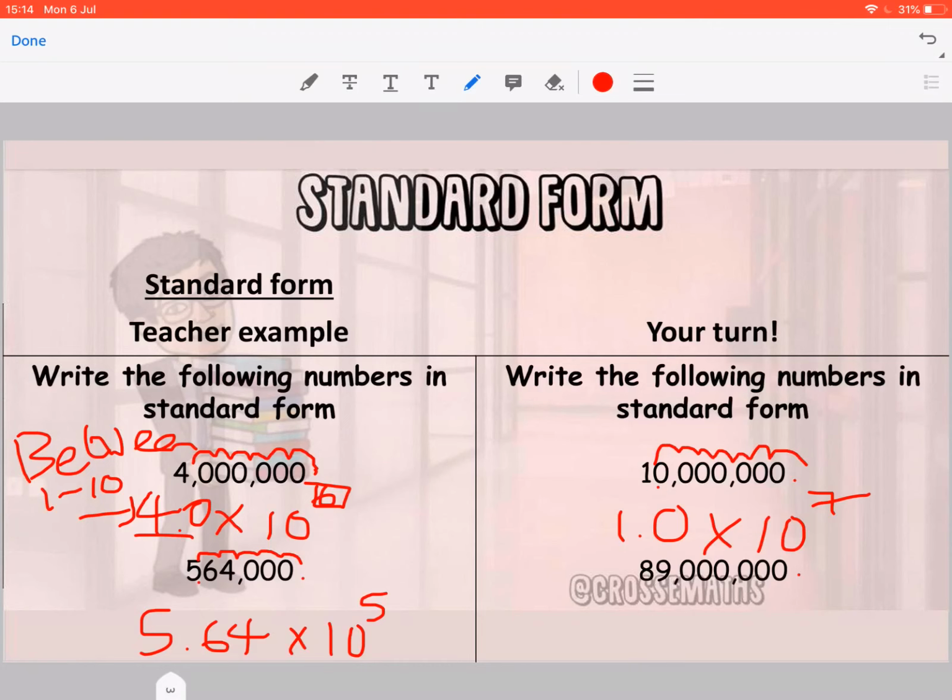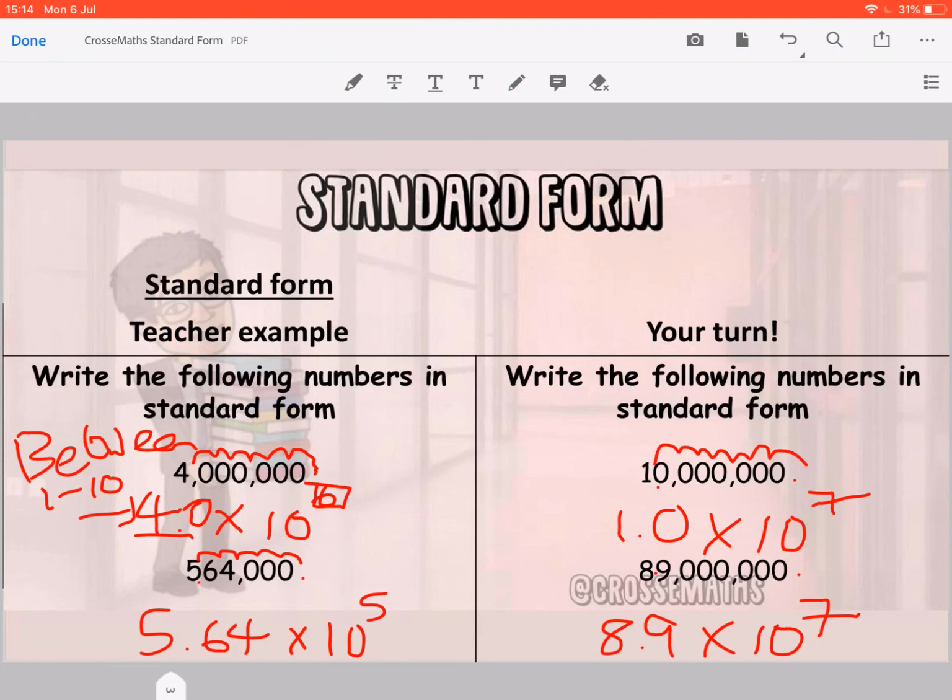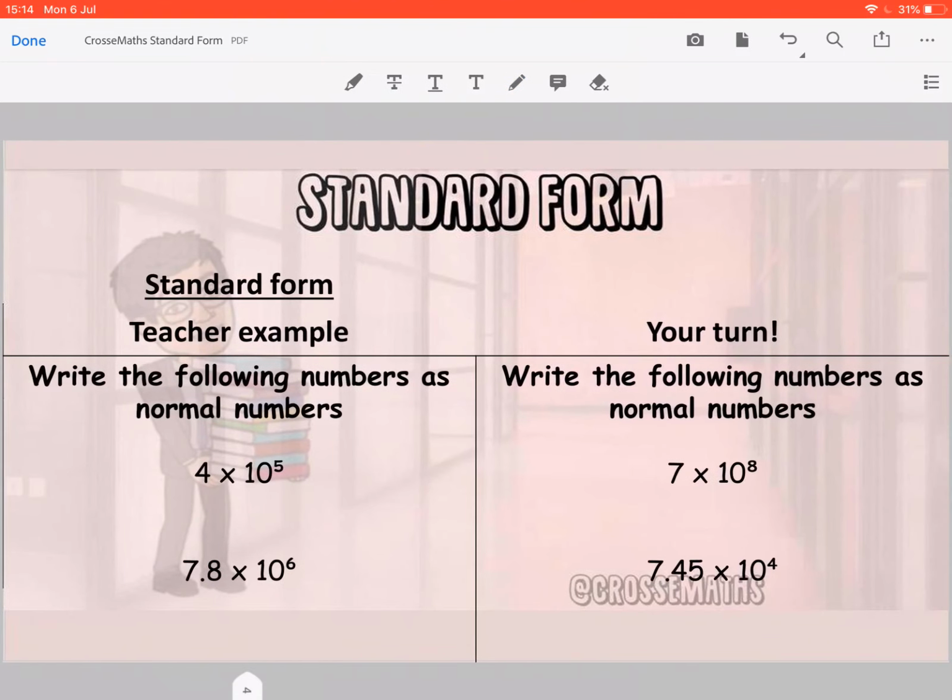Same thing underneath. My decimal point starts by here. I want it between the 8 and the 9 to make a number between 1 and 10. My decimal point has to move 1, 2, 3, 4, 5, 6, 7 spaces. There is a bit of a trick to this. If you cover the first number and count how many digits you've got, that's where your power is going to be. Hopefully you got those right. If you didn't, don't worry, you're going to have lots of chance to practice in a minute.